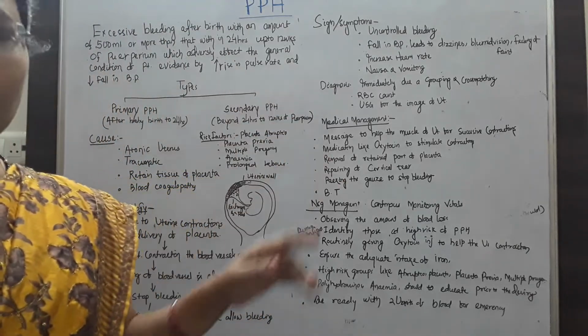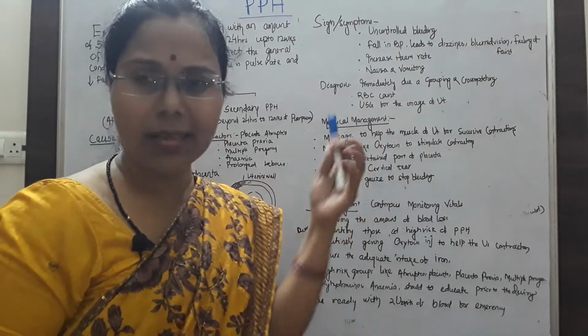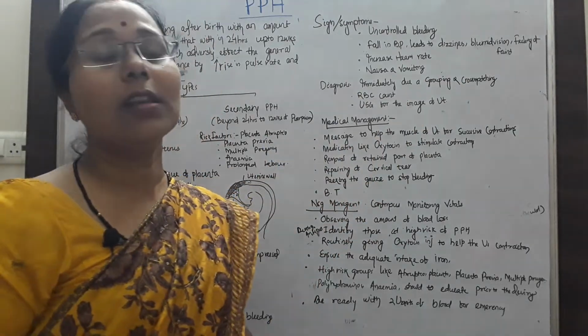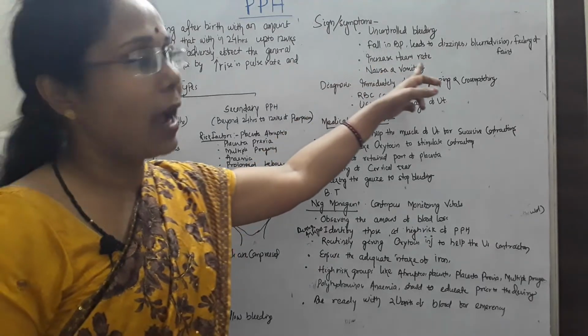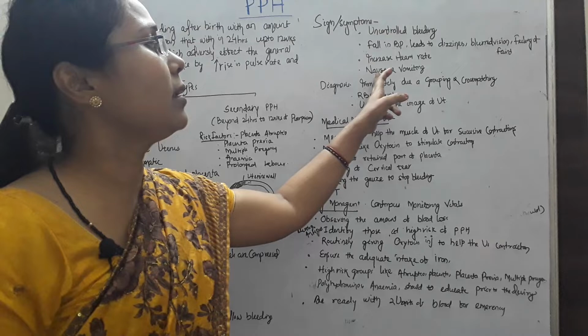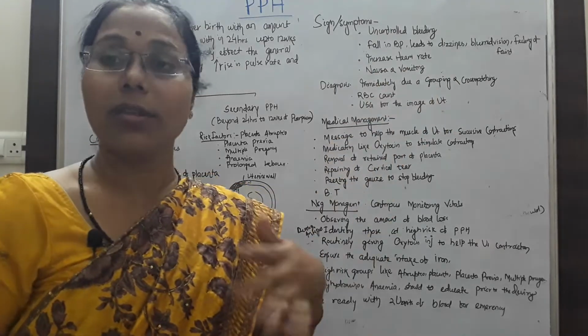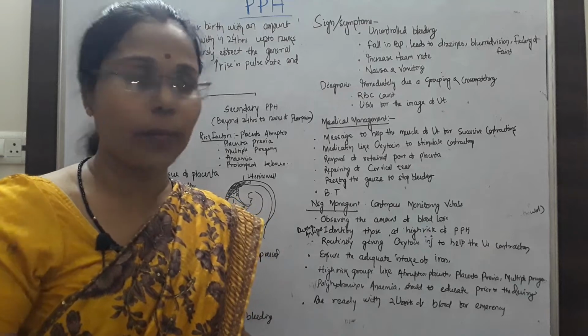So as the blood pressure decreases, that leads to dizziness, blurriness of vision, and a feeling of faintness. Also, the heart rate increases, which is one of the vitals, and a nausea and vomiting sensation arises in the patients. The patient complains of nausea and vomiting also.